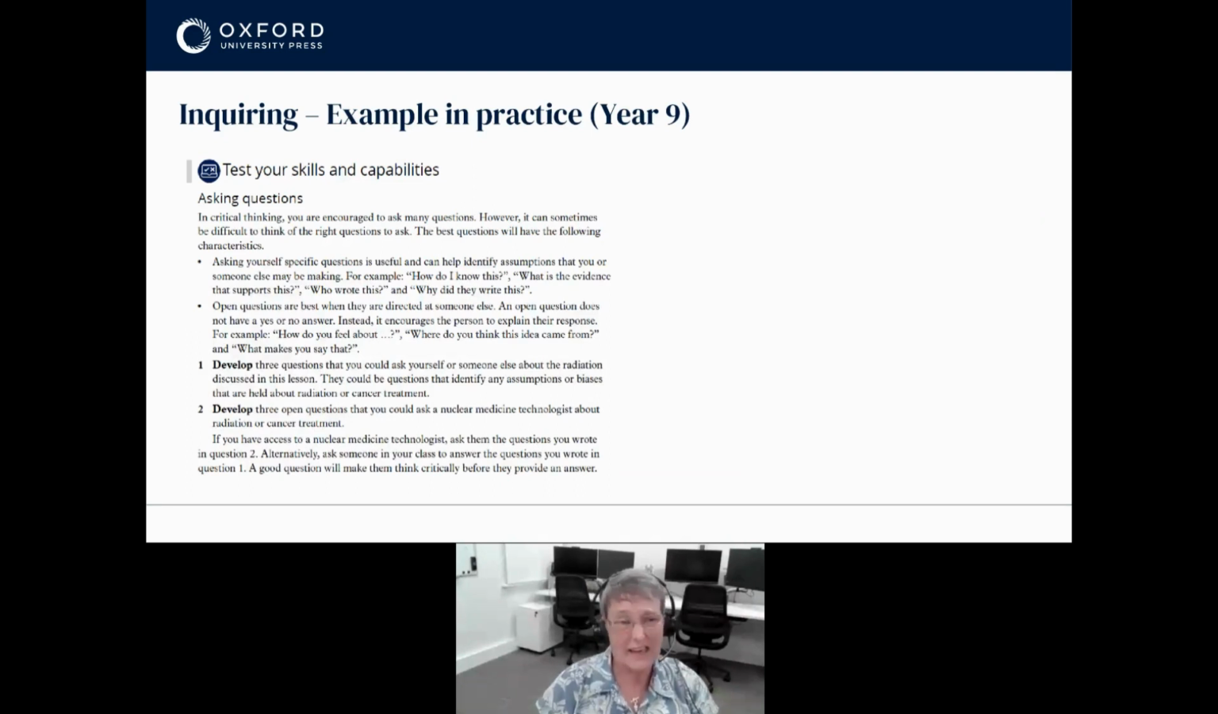Just an example in practice. This is from the Year 9 textbook, where students are encouraged to do critical thinking. It gets students thinking about what's a closed question and what's an open question, and developing three activities. In this case, it was about radiation, and they could identify any assumptions or bias that people might have about radiation and cancer therapy. This is just something in practice, but you don't need the textbook to do this. You can do it yourself.